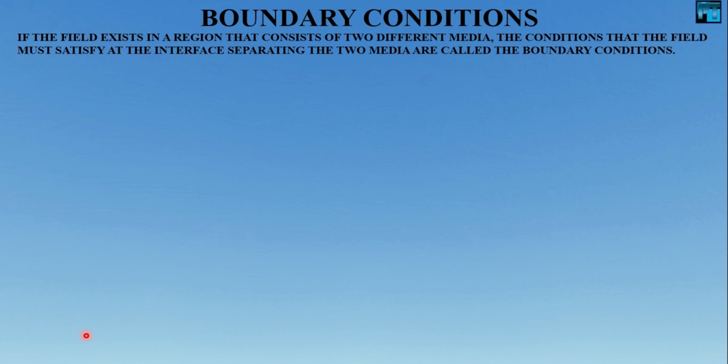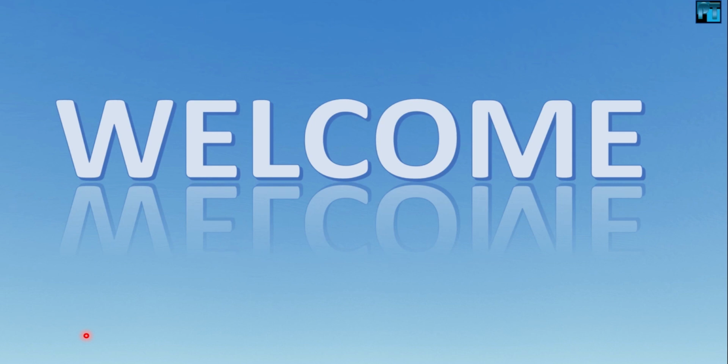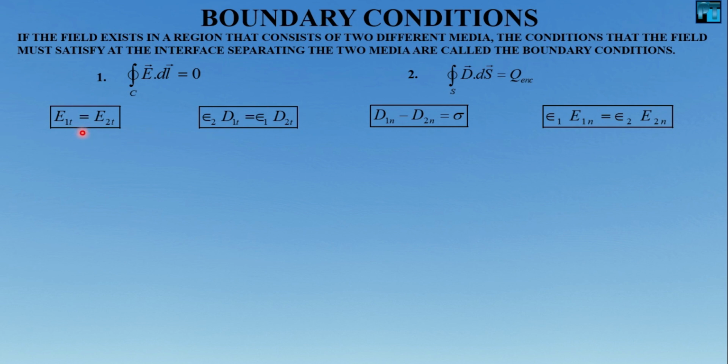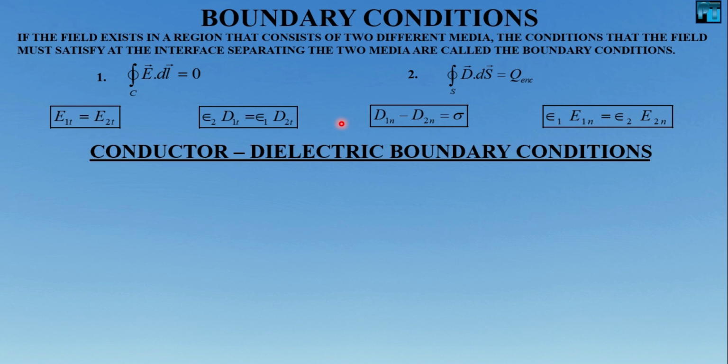Now in our previous discussion we have used these two equations. The first one, E dot dl equals 0, and the second one is Gauss's law in dielectrics. Using those two equations we found these four equations for the dielectric interface. These four equations are our boundary conditions for a dielectric boundary. And now in this lecture we are concerned about conductor-dielectric boundary conditions.